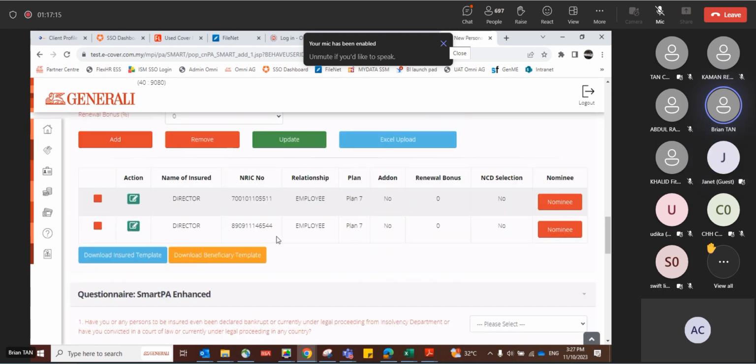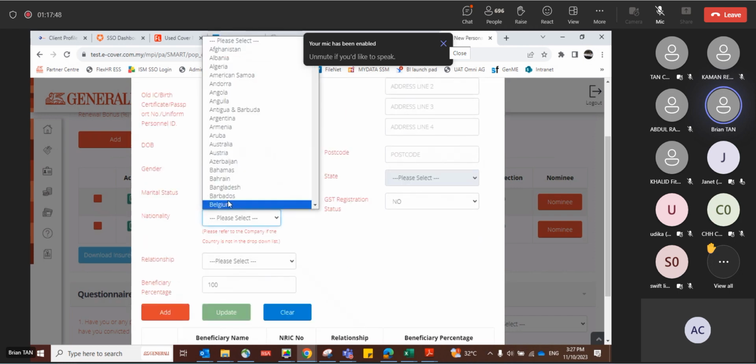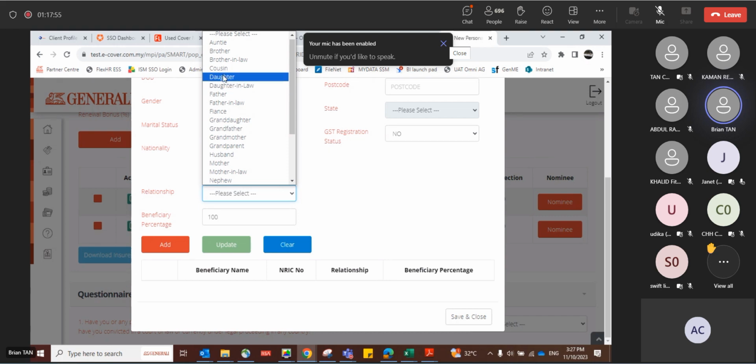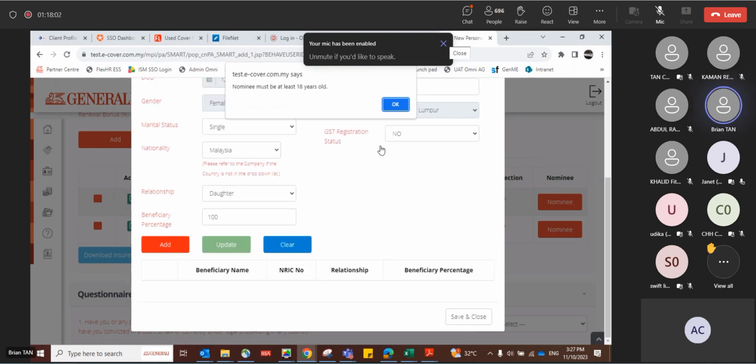This is how to create for group. However, you have to put their respective nominee. In this example, if your nominee is less than 18 years, it's not allowed.